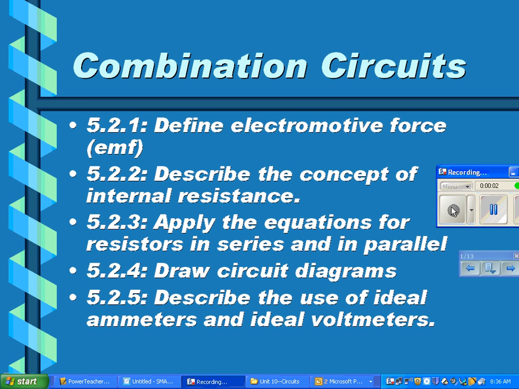Okay, guys, here's what we need to talk about today. Covering combination circuits, here's what's on the IB syllabus that they expect you to know. You should be able to define electromotive force, describe the concept of internal resistance, apply the equations for resistors in series and in parallel, draw circuit diagrams, and describe the use of ideal ammeters and voltmeters. So we'll touch on all this today real quickly, and then we'll review for the test.